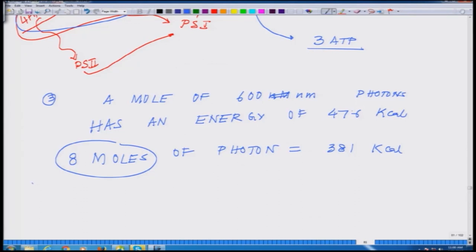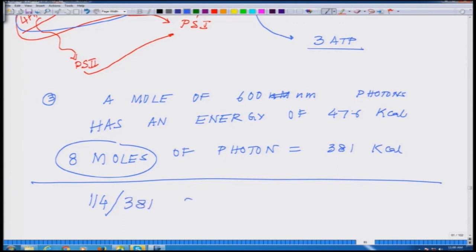Thus, this brings us to the concluding part of this lecture. Thus, the overall efficiency of photosynthesis under standard condition is 114 by 381, which is approximately 30%.